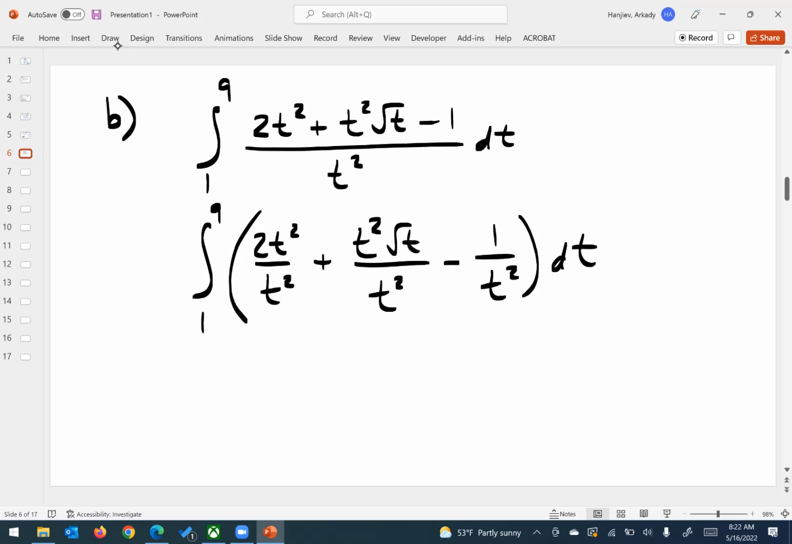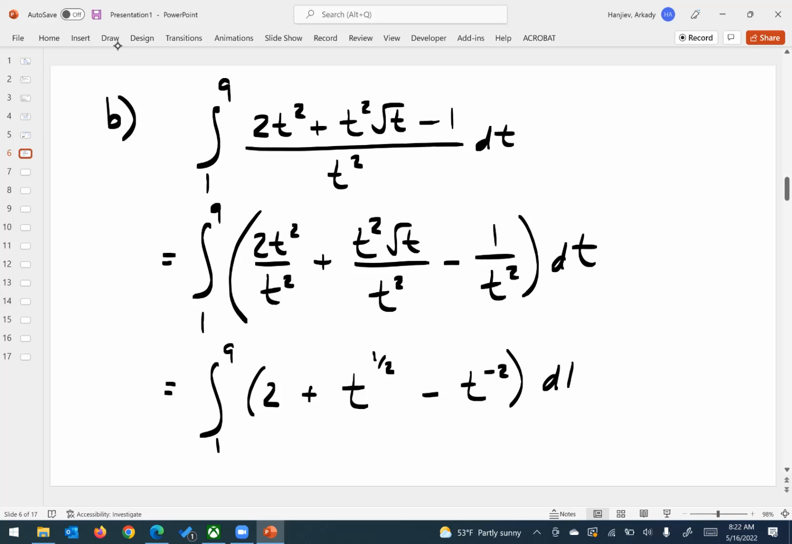Okay, simplified form, with equal signs here. 1 to 9. Oh, this is nice. That's just a 2. That's just a square root of x because the t squares cancel. So real quick here for calculus sake, we're just going to write it as 1/2, which will be easier to do stuff with later on. And this one, we can bring it up to the top because we don't have fractions. So let's do this, t to the -2 dt.